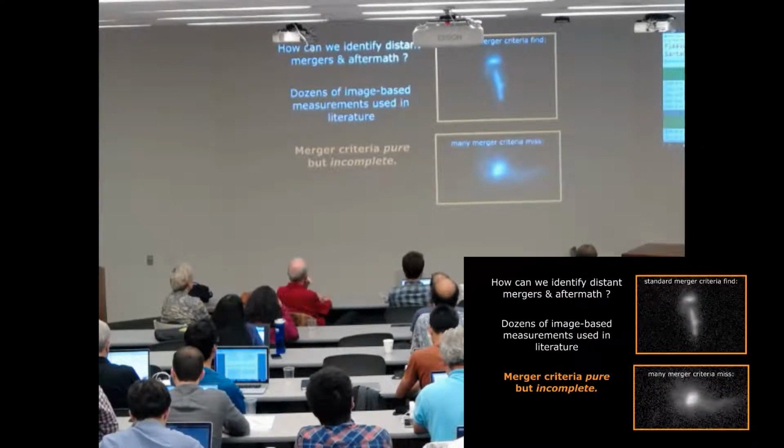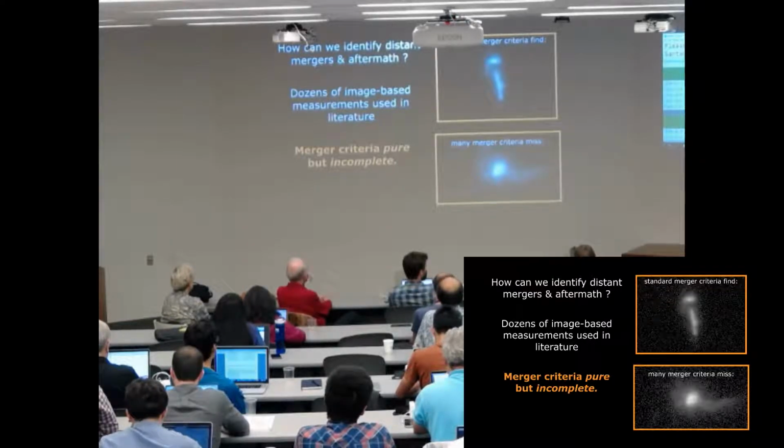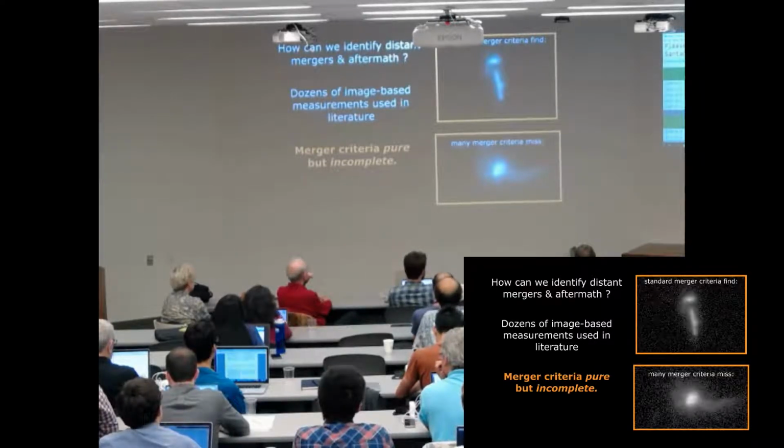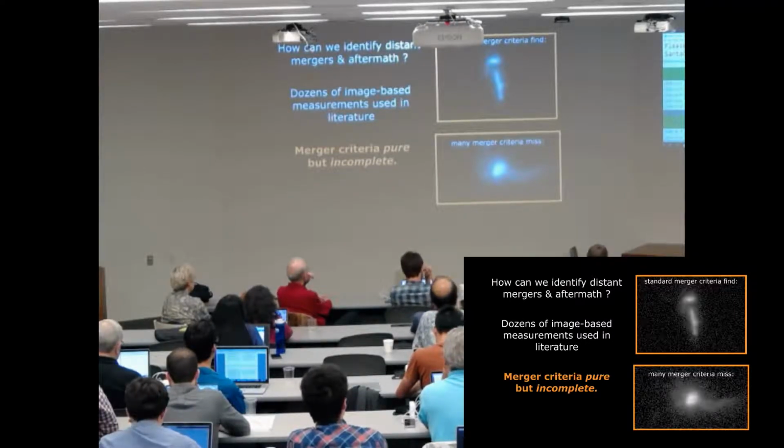And so how can we go about identifying distant mergers and their aftermath? Now this is an endeavor that's been going on for decades. There's dozens of image-based measurements that are used in the literature to varying degrees of success. And the standard merger criteria, I think, are pretty good at finding things that are very obviously mergers. So they find things that are obviously two galaxies coalescing or have otherwise severe disturbances.